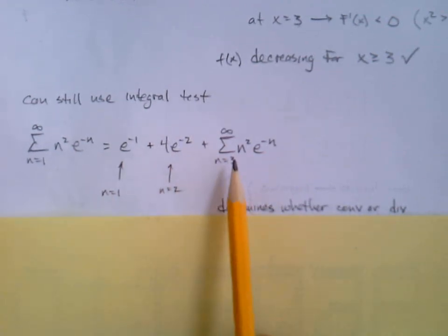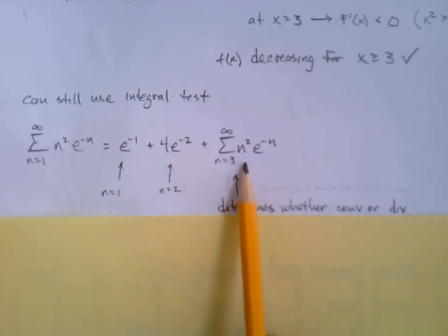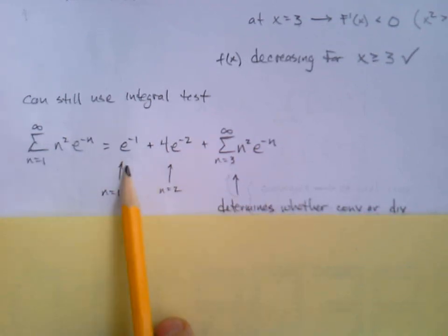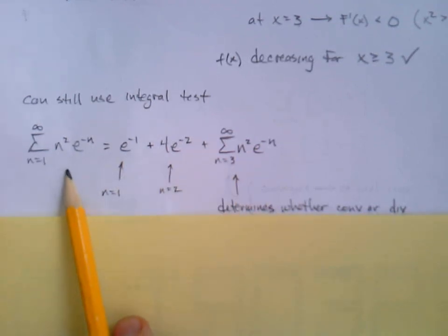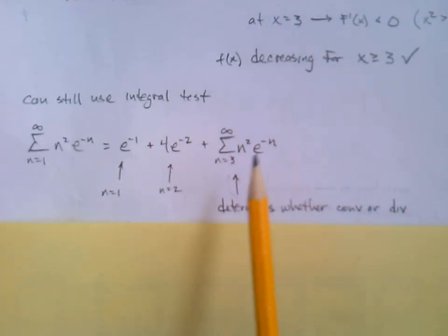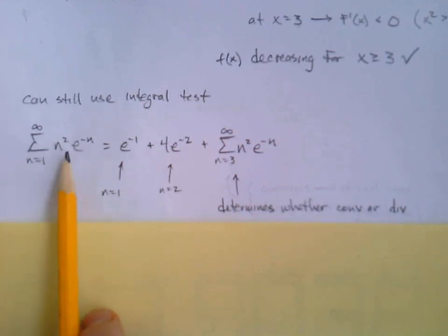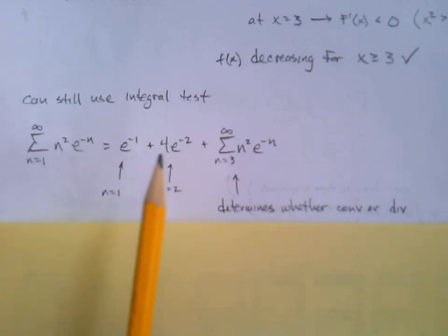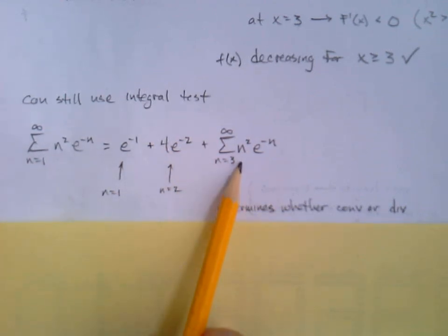And then all the infinitely many terms left would begin at 3 to infinity and would keep the same nth term formula, n squared e to the negative n. So I can rewrite my original series this way. Obviously, I stop at 3 because that's where we're decreasing. Now, here's more logic going on. If this converges or diverges, it's completely dependent on if this converges or diverges.